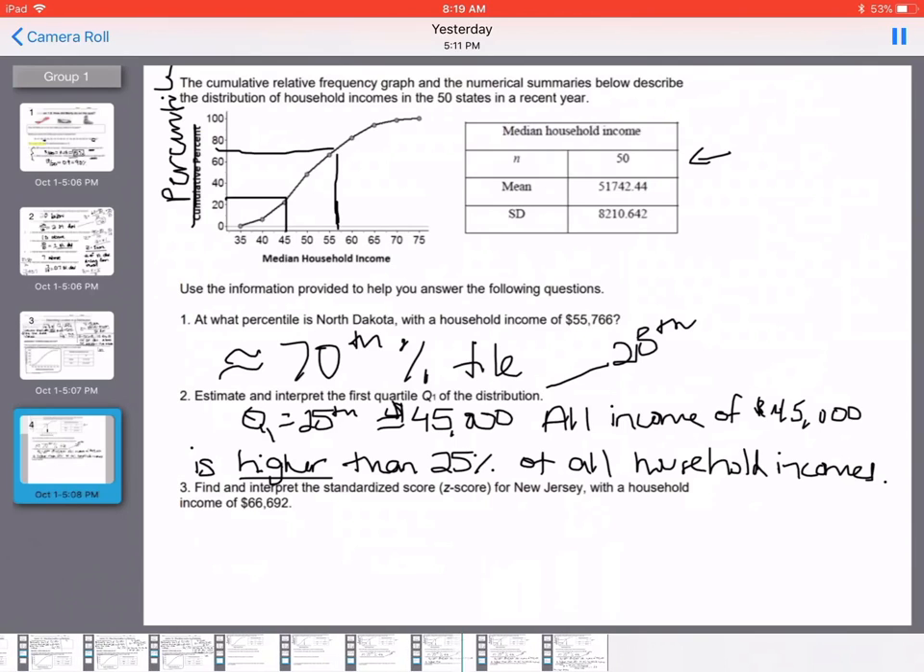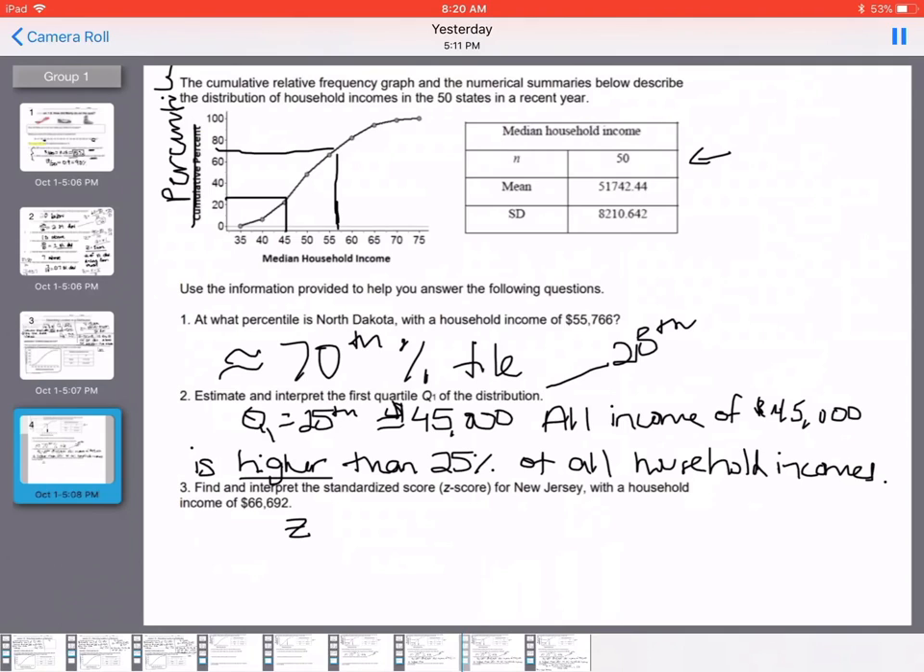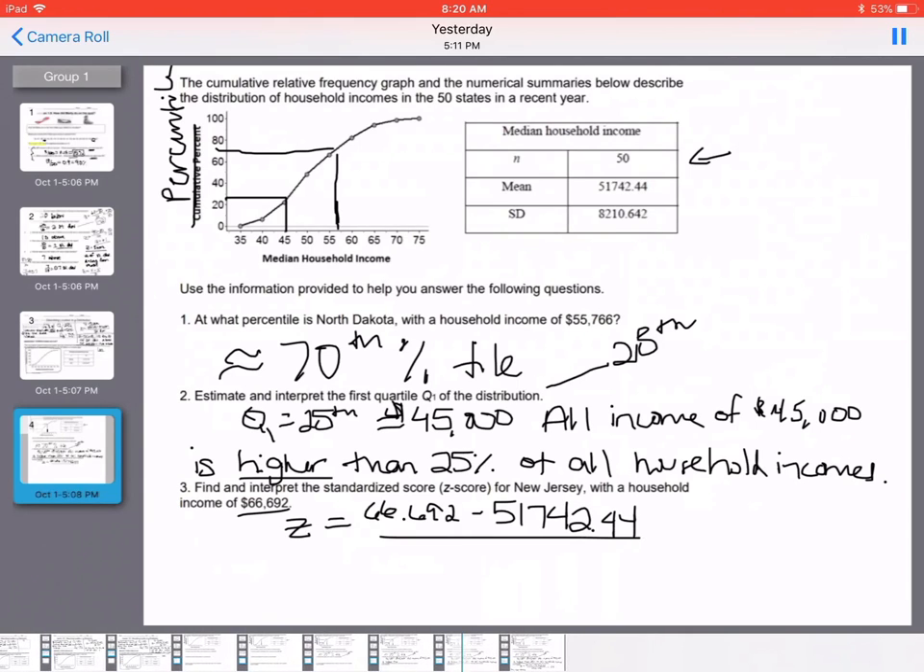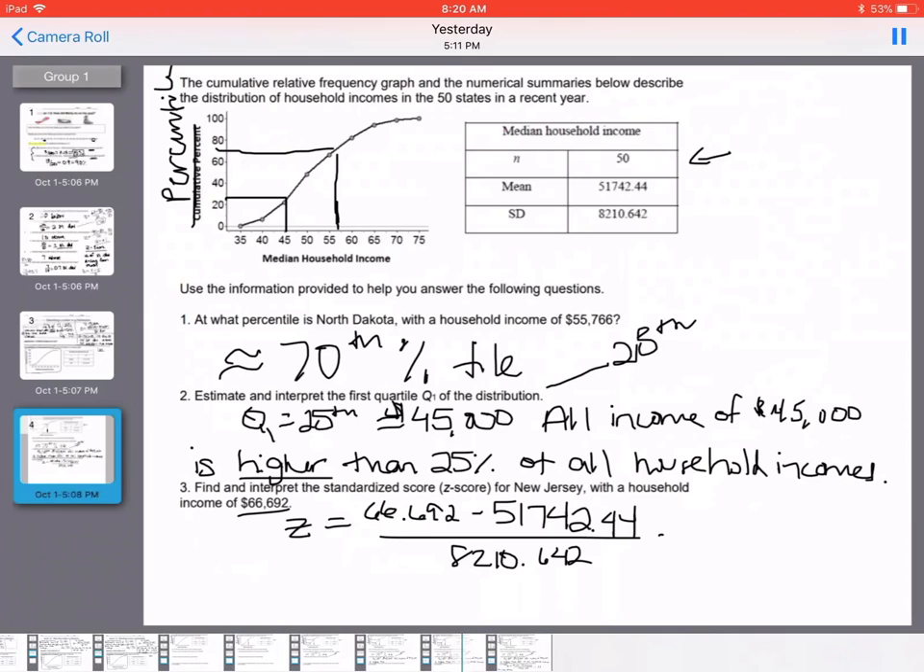Number 3, find and interpret the standardized score, the z-score, for New Jersey with a household income of $66,692. So again, the z-score, I'm going to take that value, 66,692, subtract the mean of 51,742.44 divided by the standard deviation, 8,210.642. I get about 1.82.